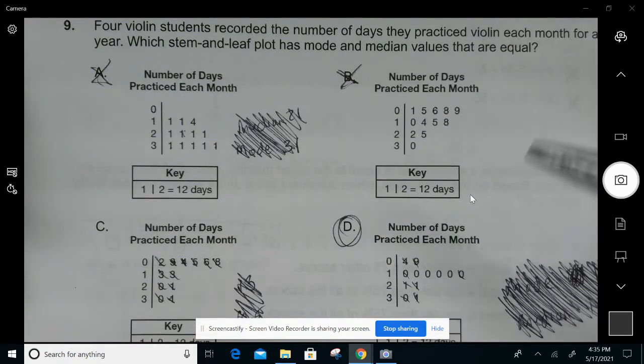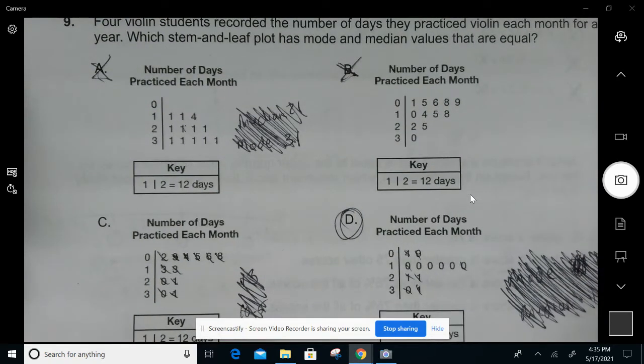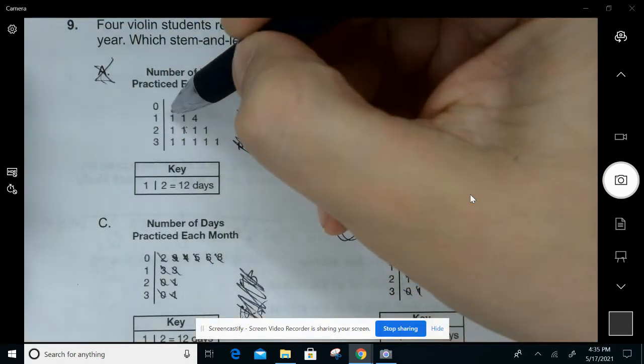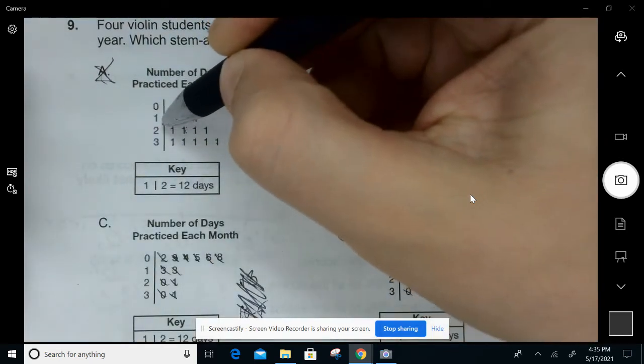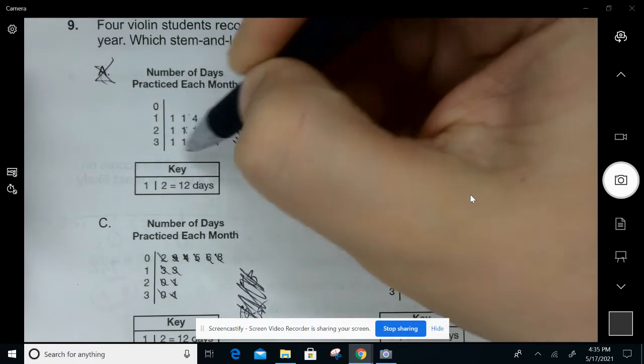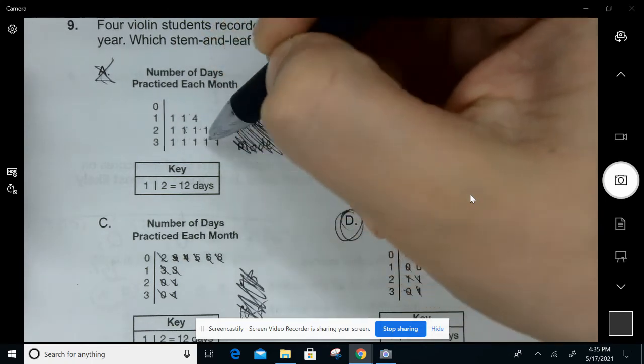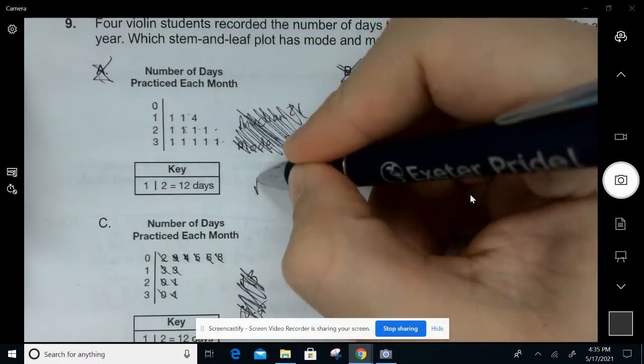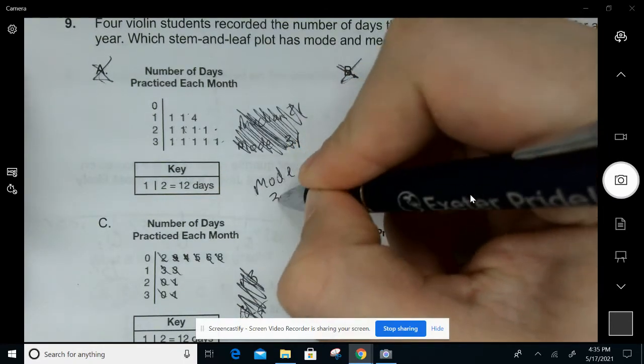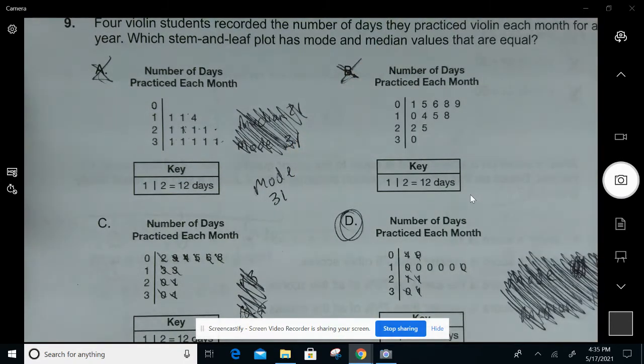So anyway, median, or I guess I should say mode. Let's start with mode first. Mode is what number shows up the most. When you're looking at this, 11 shows up twice, 21 shows up 1, 2, 3, 4, but 31 shows up 1, 2, 3, 4, 5. So the mode is 31.